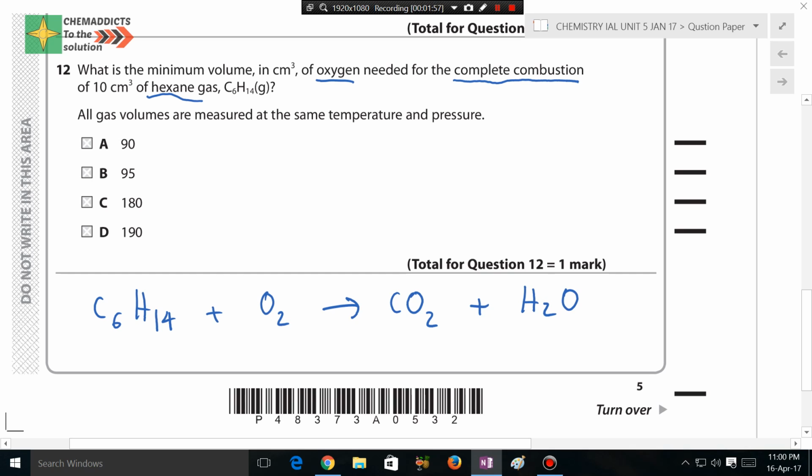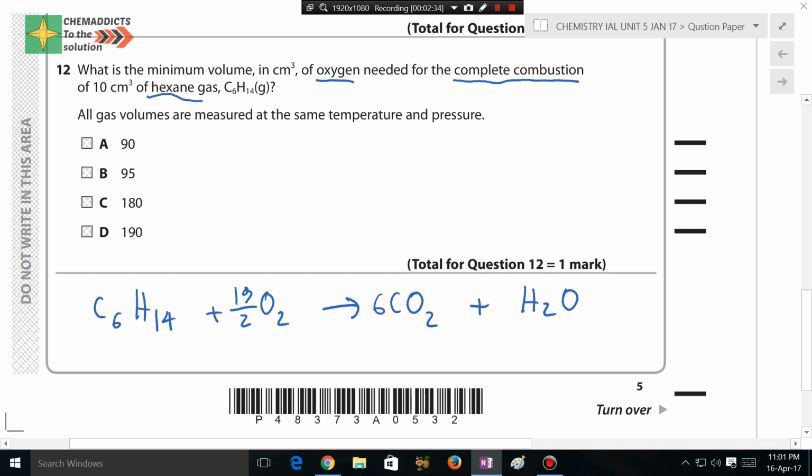So first let us balance the equation. If we balance the equation, we're gonna get 19/2 oxygen and 6 carbon dioxide. On the left hand side we have 6 carbon atoms. We should have 6 carbon on the right hand side. So here the carbon is balanced.